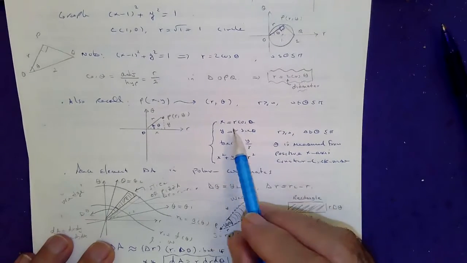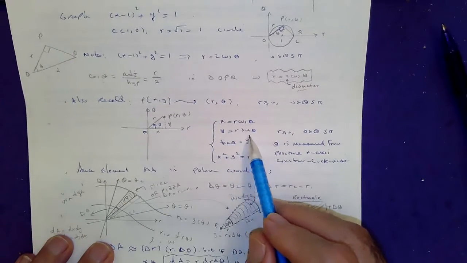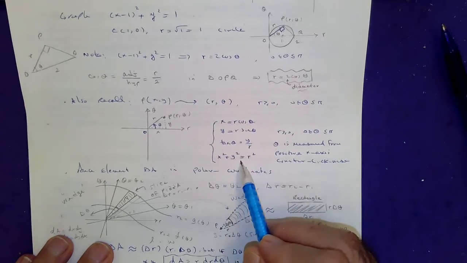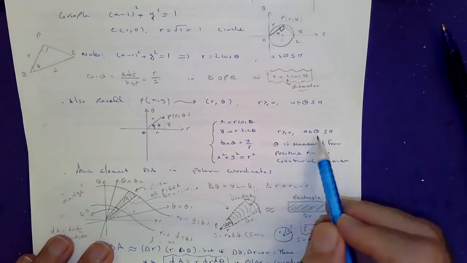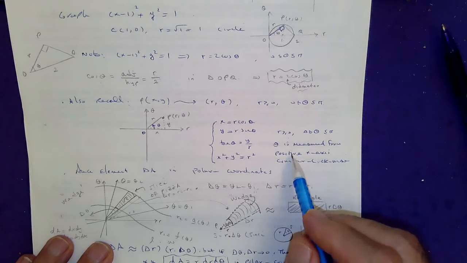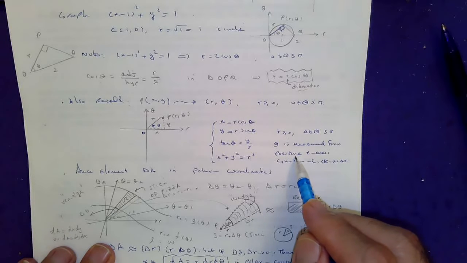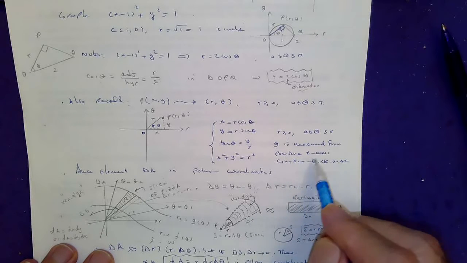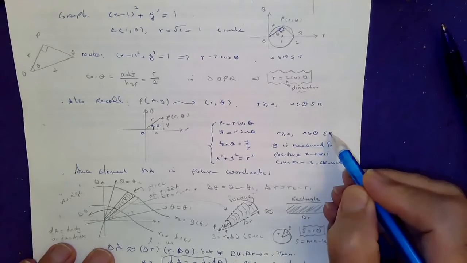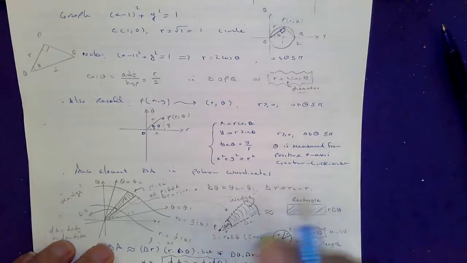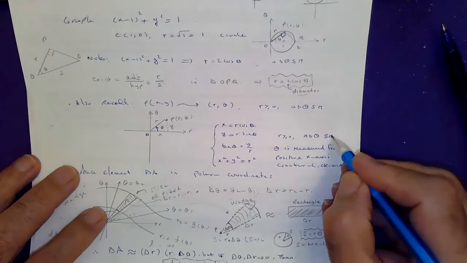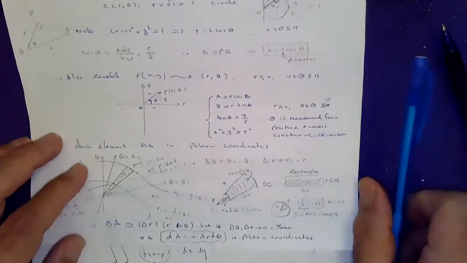x is equal to r cosine theta, y is r sine theta, tangent of theta is y over x, r squared is x squared plus y squared. r is positive, theta goes from 0 to, and theta is measured from the positive x-axis counterclockwise. And this is supposed to read 2 pi, sorry. So this is 2 pi, right? So that should be 2 pi, is that right?